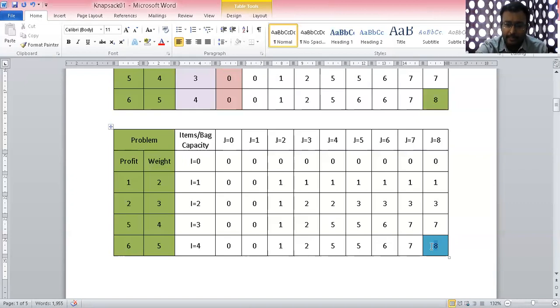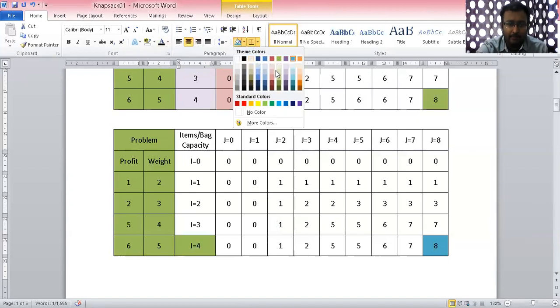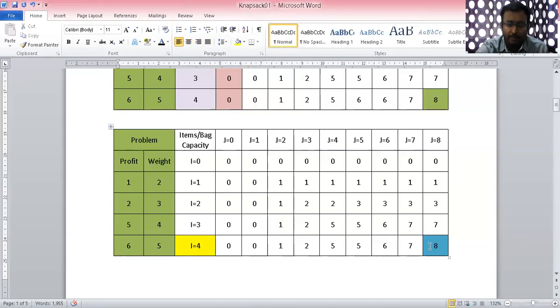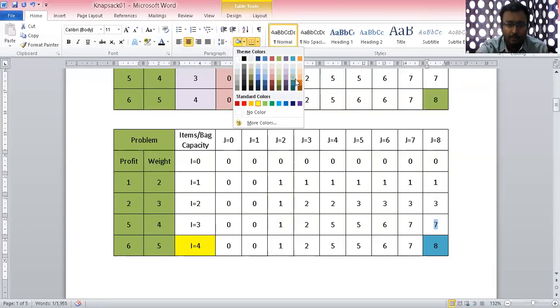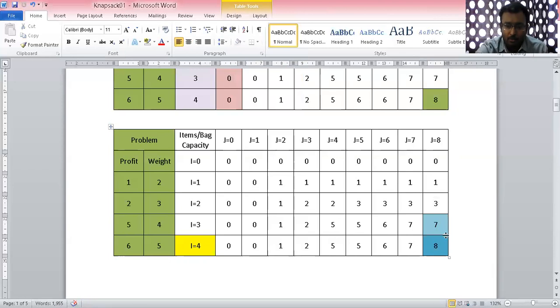So we can see this profit 8 has explicitly come from row 4. So include this item. Whichever items I include, I'll highlight with a yellow color. So I have included item number 4. Now the next step, I have to move just above 8, to this box. I'll highlight it with a blue color. So now I have moved one row above.